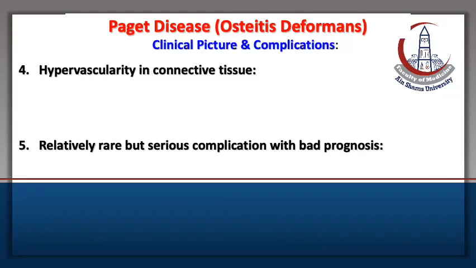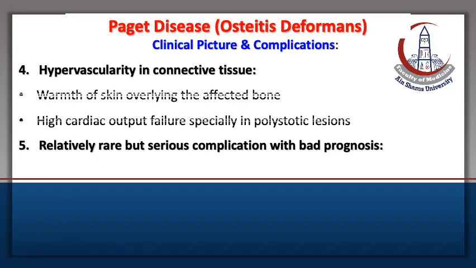Also, there is a hypervascularity in the connective tissue, as those bones are in an ongoing battle of resorption and building up of new bone. Thus, they need more blood supply to perform the task. Thus, the patient would feel the skin overlying the affected bone is warmer than normal, and if the disease is polyostotic, there will be increased demand for cardiac output and finally cardiac output failure.